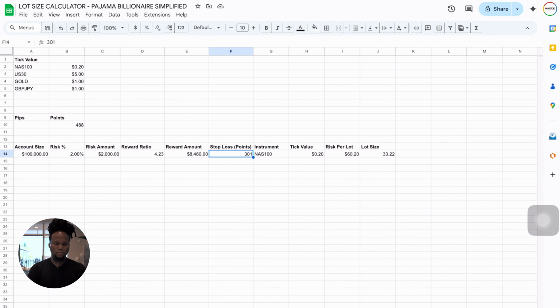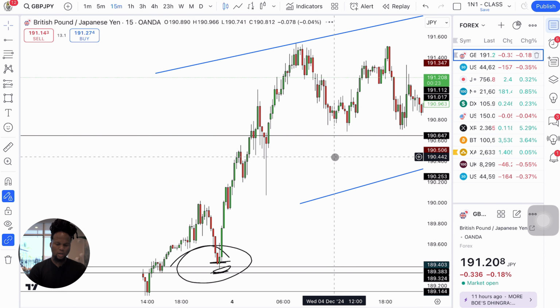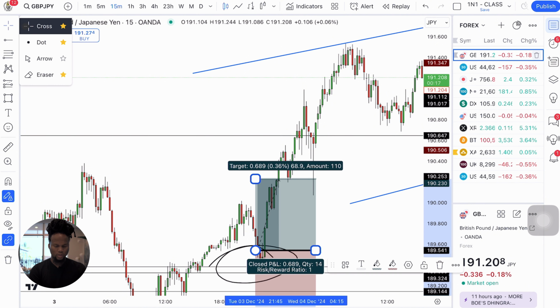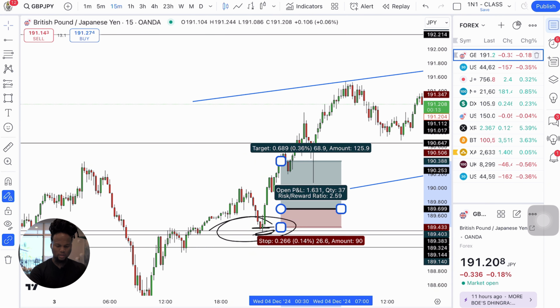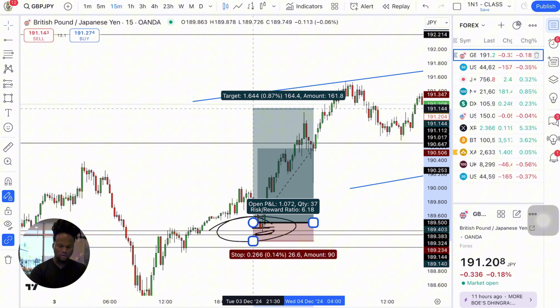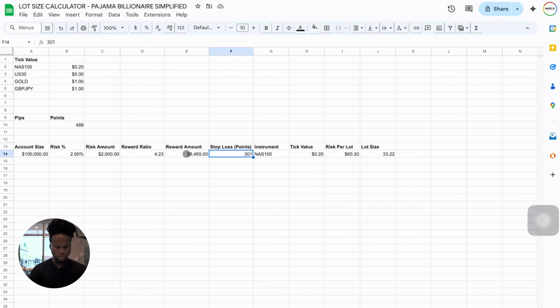Like if I should go back to GBP JPY, just another example. I should go back to GBP JPY right now, right? And I'm saying, all right, let me give you this example, which is this opportunity here. Stop loss below the zone, which is right here, which is 26.6 pips, right? 26.6 pips. And I'm looking to go up here, which is 5.83. So 26.6 pips.